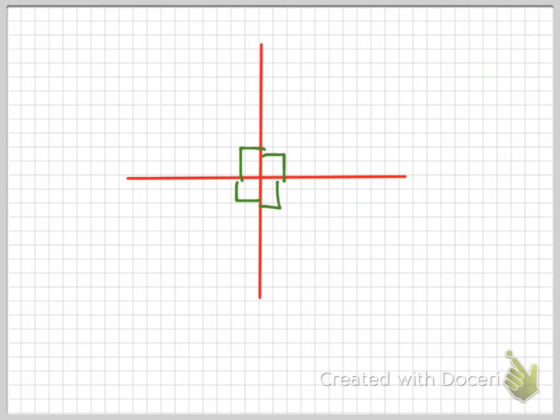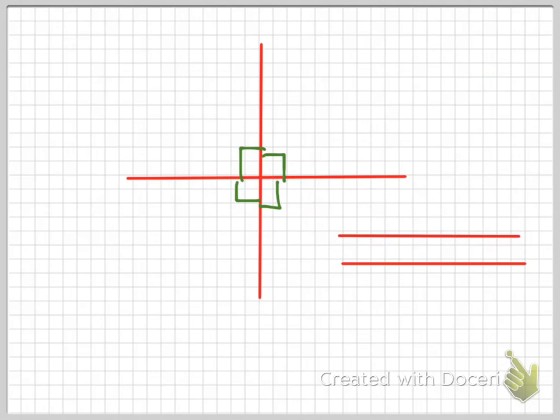Perpendicular lines cross so that they create a perfect plus sign or a perfect cross, with 4 90-degree angles. What about 2 lines that never touch? We talked about this yesterday. 2 lines that never touch are called parallel. So there are 2 very special types of lines.